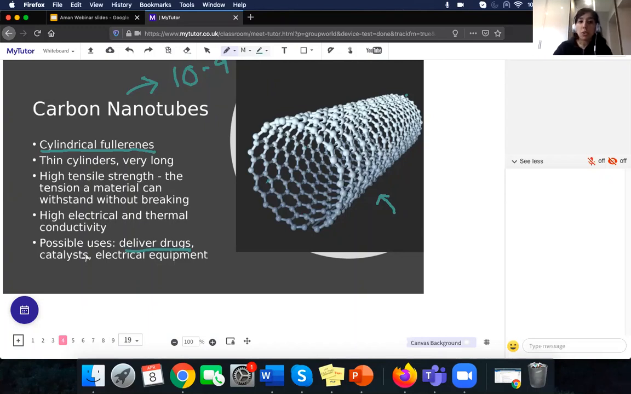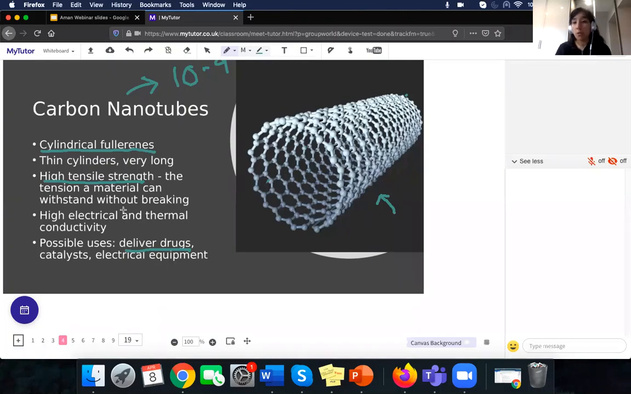The other thing is we talked about some of the properties of fullerenes. So one of the things we haven't covered is high tensile strength. So it's really important that we're able to define what a high tensile strength is. And effectively, it's the tension a material can withstand without breaking. So remember, tension is almost like elasticity. So we can stretch it, we can try and hit it, and it won't break. And the main thing here is about strength, stretchiness and elasticity. So this means we can stretch as much as we want and it will not break.